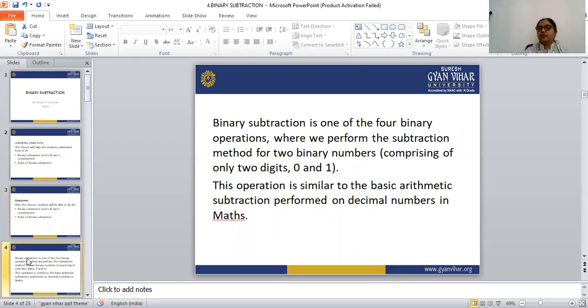Binary subtraction is one of the four binary operations: binary addition, binary subtraction, binary multiplication, and binary division. Before going to binary subtraction, we will know what the binary number system is. The binary number system is a positional number system, and it has only two digits, that is 0 and 1.